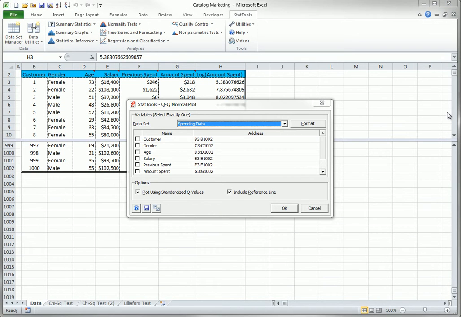The QQ normal plot, where each Q stands for quantile, is an informal graphical way to check for normality. It plots quantiles of the data versus quantiles of a normal distribution. If the normal fit is a good one, the plot should be close to a 45-degree line. Departures from this indicate some type of non-normality. I will first check the log of amount spent.